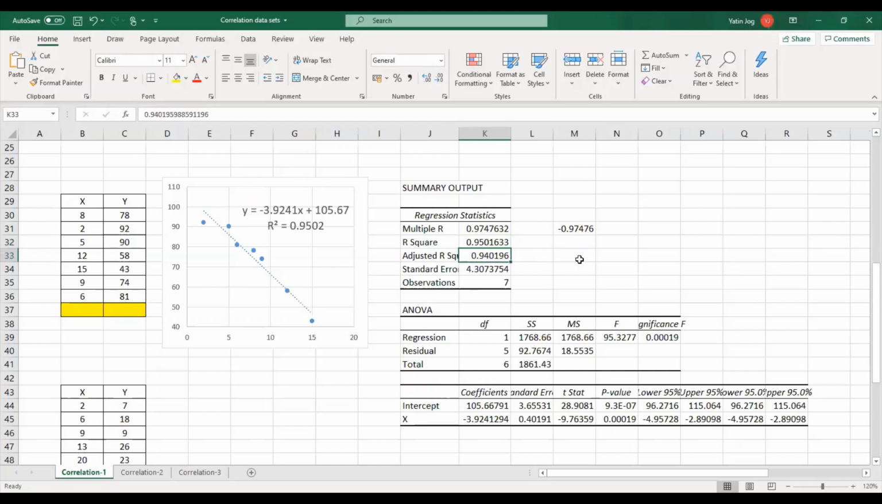And then adjusted R square is telling me that my model is very good. I don't have to worry about my predictors. So my X is a good predictor of Y. And then standard error is also very less. 4.30 is almost very less.